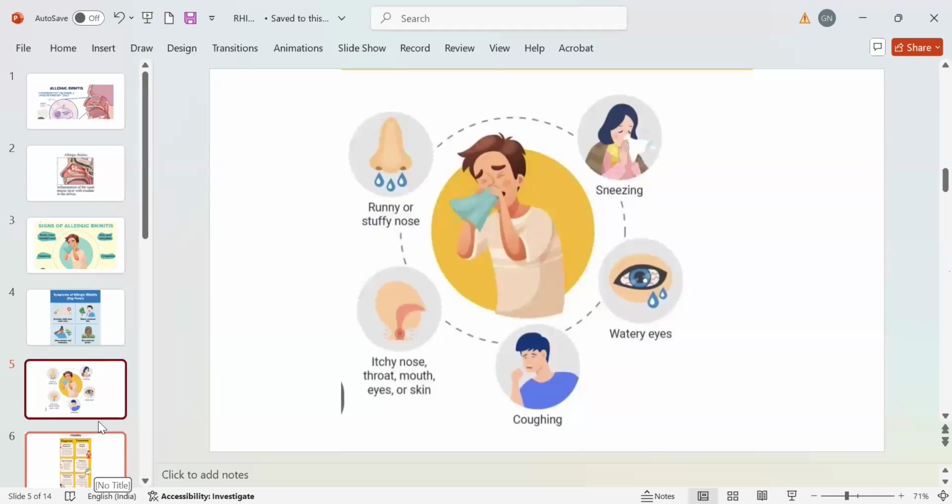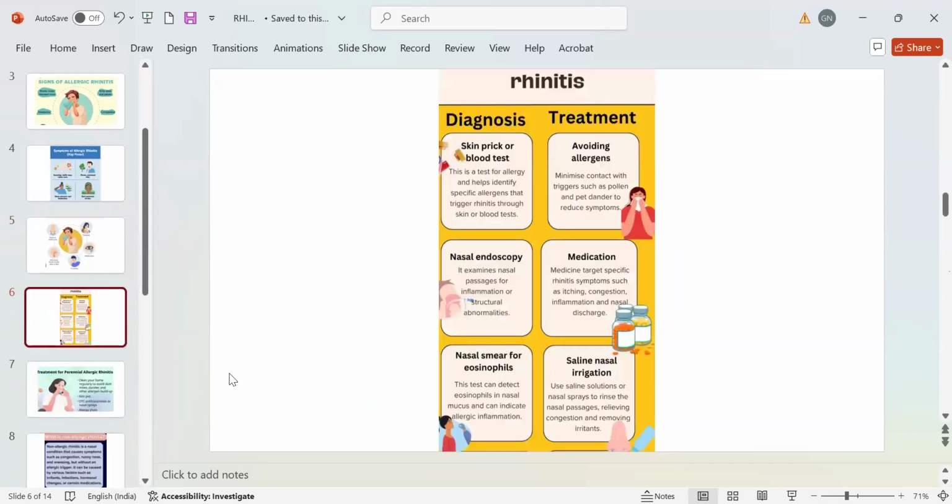So what are the risk factors? People having asthma or eczema are more likely to develop this hay fever or allergic rhinitis. Now, how is it diagnosed? Diagnosis is by blood test to see the specific allergen. These allergy tests are done to see the specific allergens which are triggering the rhinitis.